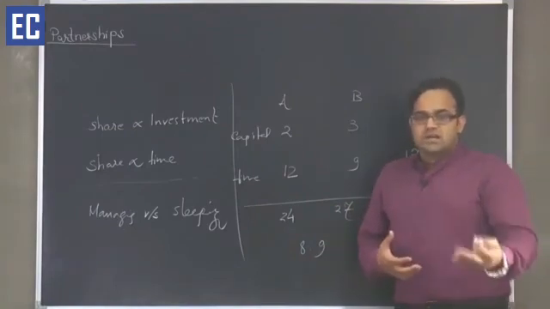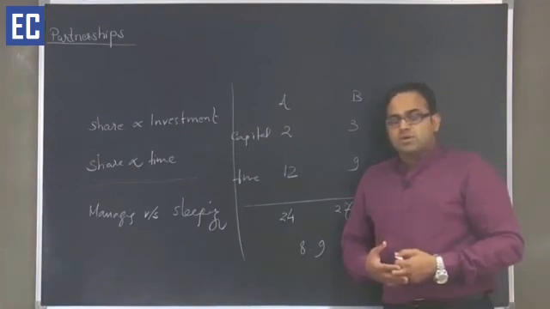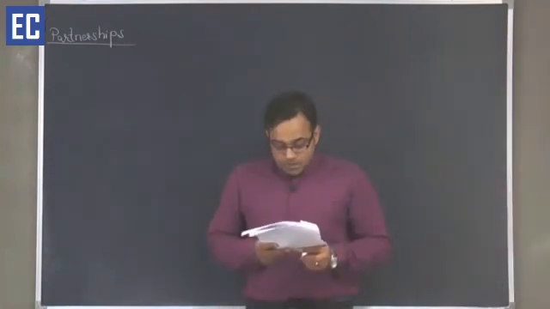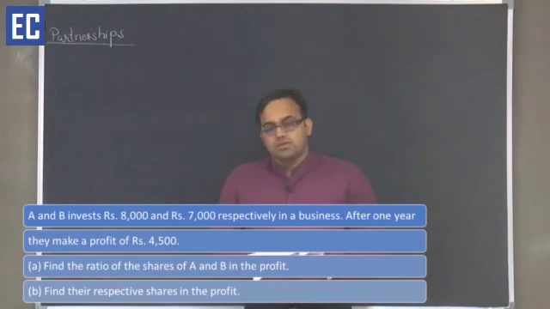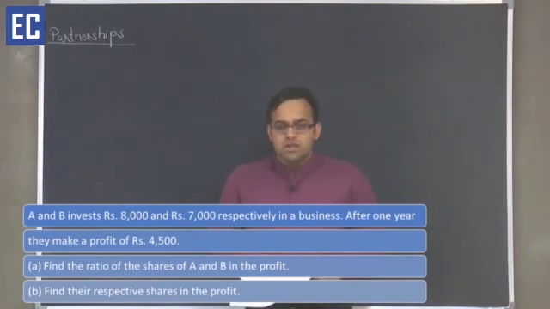So now let's take an example. Example 1. A and B invest rupees 8,000 and 7,000 respectively in a business. After 1 year, they make a profit of rupees 4,500. Then find the ratio of the shares of A and B in the profit, and second part, find the respective share in the profit. You should pause this video here, you should attempt this question, and then you should continue from here.